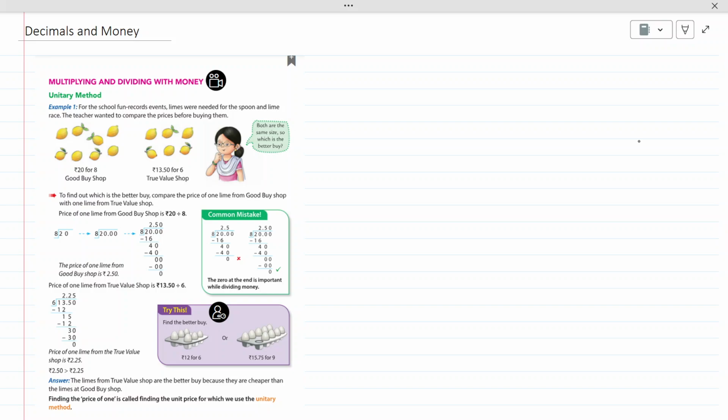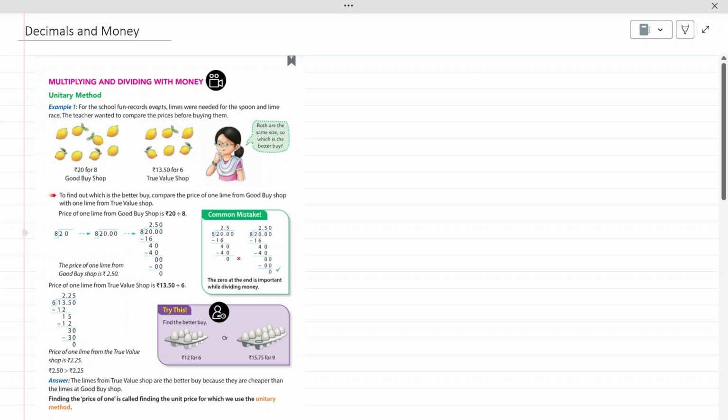If we are asked to find the price of one toffee, we are going to divide the total amount, that is 40, by the total number of toffees in the packet. 40 divided by 20 gives us 2 rupees for each toffee. So here we are finding the price of one toffee. Whenever we have to find the price of any one thing, we call it the unitary method.